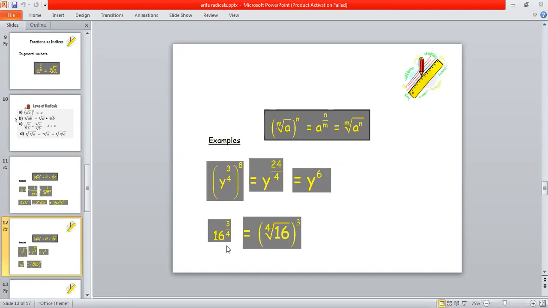Now again there is another example, 16 to the power 3 by 4, and all of you know this is called an exponential form, and you will convert it into radical form. So the method is, you follow this: you write 16 under the radical sign, and then there is a power. The number in the denominator will become the index of the radical, and the number which is in the numerator is the power of the radicand.